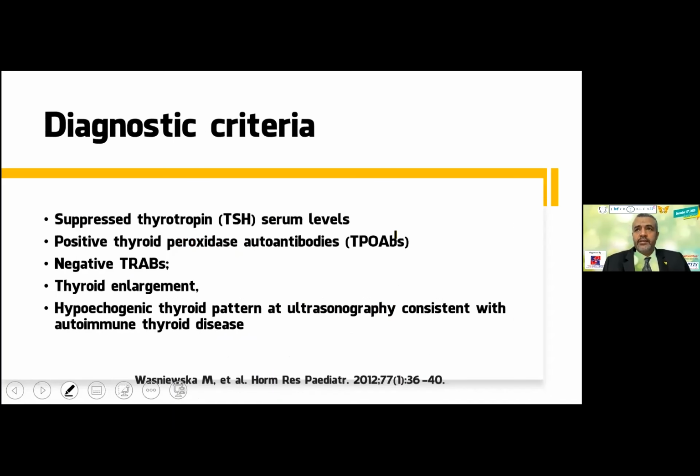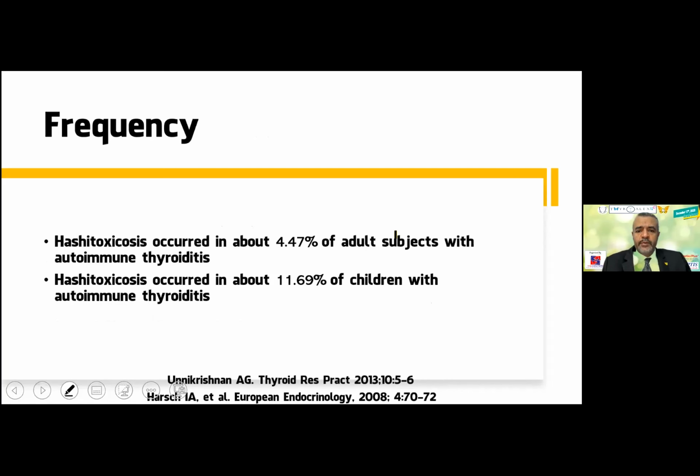I have borrowed these diagnostic criteria from two well-designed studies that were published in the last 10 years. If you have a suppressed TSH, positive TPO antibodies, negative TRAb, and thyroid enlargement with hypoechogenicity on the ultrasound consistent with autoimmune thyroid disease, you should diagnose your patient as hashitoxicosis. How frequent is hashitoxicosis? About 5% of adults and 12% of children may present initially with hashitoxicosis.